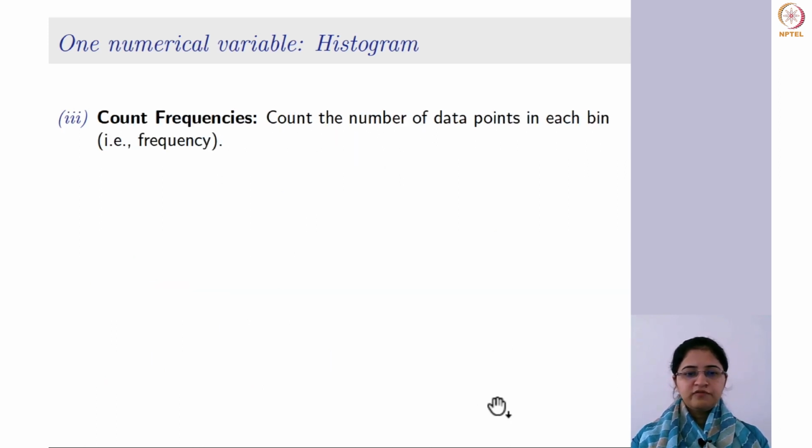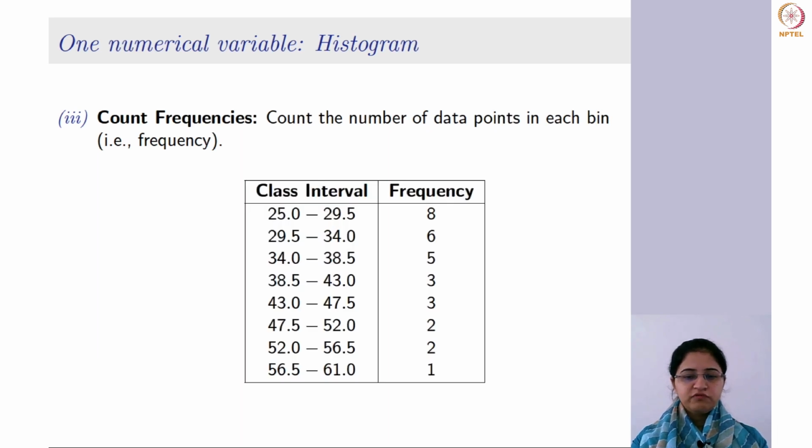If you count the frequency, that means you count the number of data points in each bin or class interval. What we find here is that there are 8 individuals whose age falls in the first interval. Next, you have 6 individuals whose age is between 29.5 and 34, and likewise it goes on. In total, there are 30 individuals.